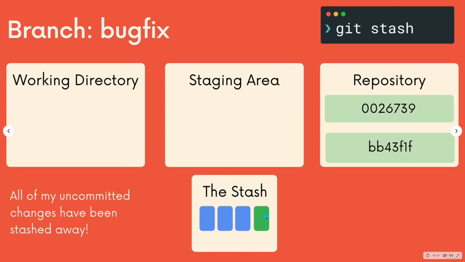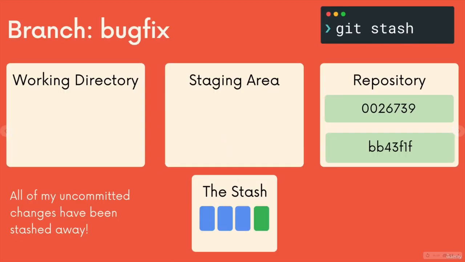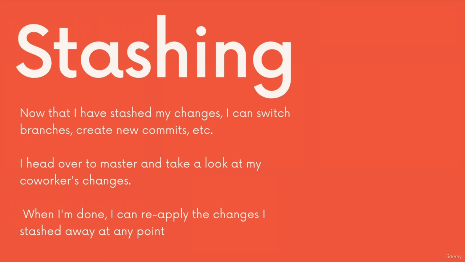So I'm just visualizing 4 files here. If I go back, we had 3 modified, 1 that I created in green. Same thing here. Both the staged and unstaged changes, they're all in the stash. So now I can hop over to the master branch. I can do whatever I need. I can even make new commits on the current branch. I can really do anything without having to worry about those changes coming with me.